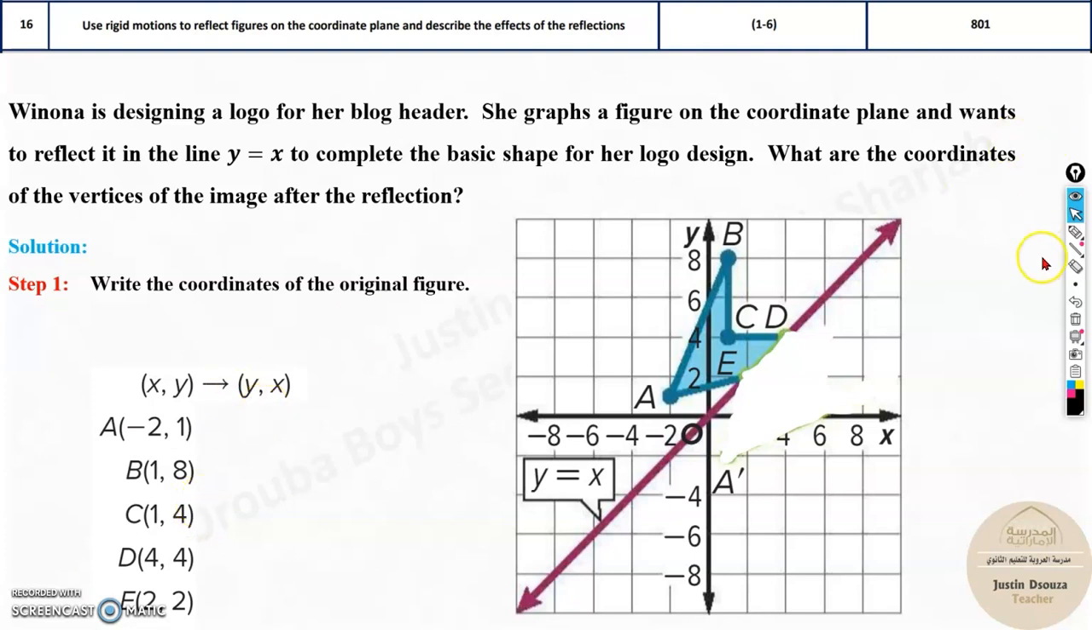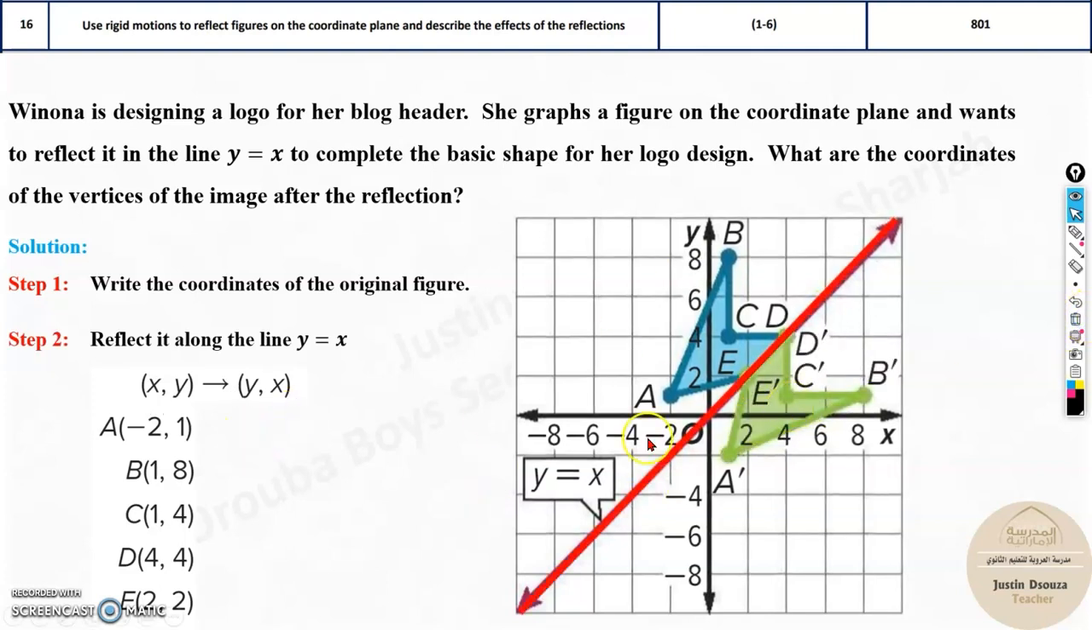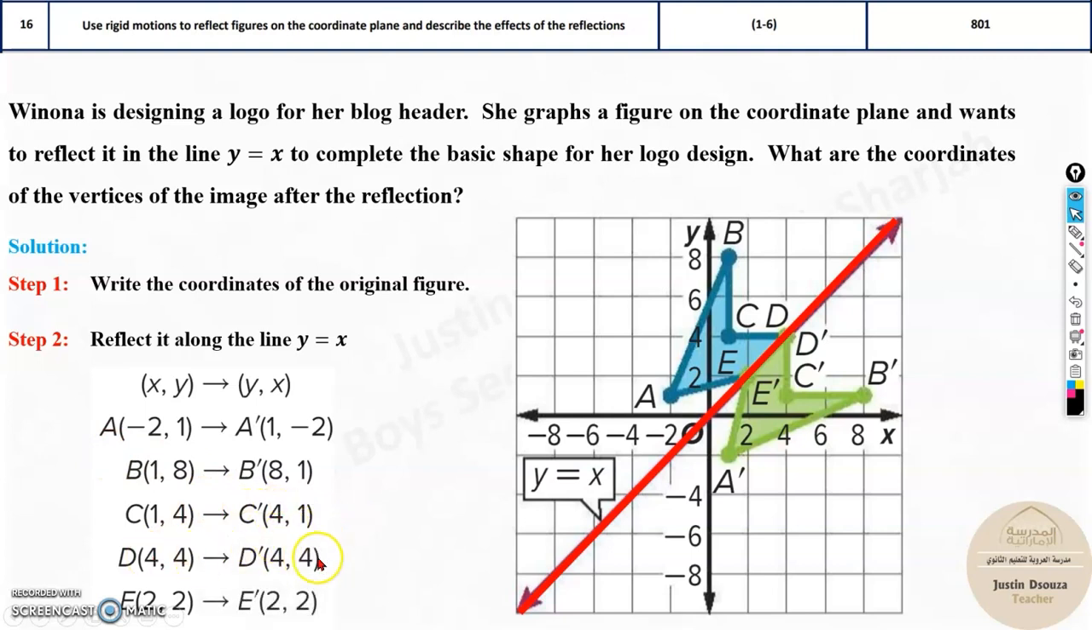Now here, this is the x and this is the y. You need to write y first. So it'll be 1 and -2. That's the only difference. So basically what you're doing, you're just swapping the coordinates. This is the figure, but look at the coordinates. Here 1 is first and -2. 8, 1. 4, 1. Here it is 4, 4, 2, 2. It's the same. Doesn't matter, because x and y are the same.